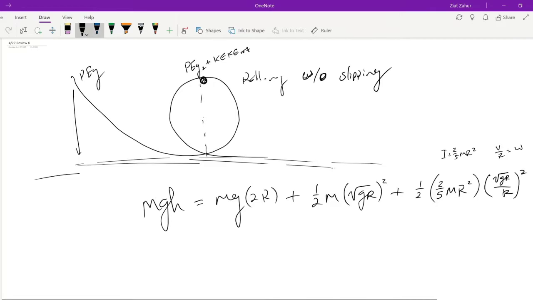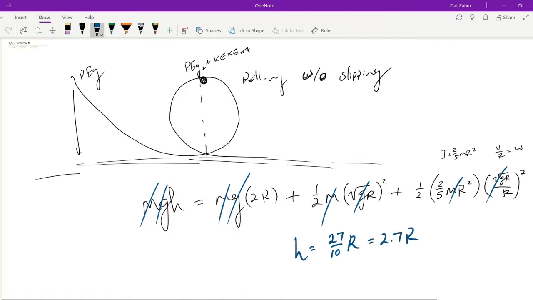And then you can see how all the masses cancel, and the gravitational constant cancels, because this is going to square and all that stuff. So one of the r's cancels here. Oh, sorry. Yeah. And you end up with h is equal to 27 over 10, or 2.7 r. All right, easy stuff, easy stuff.